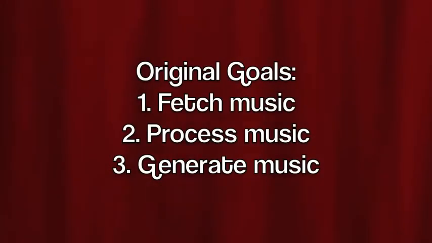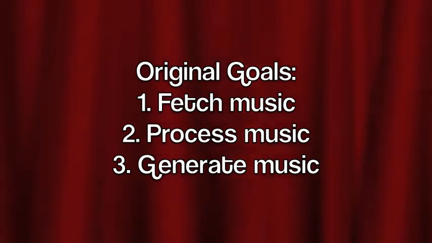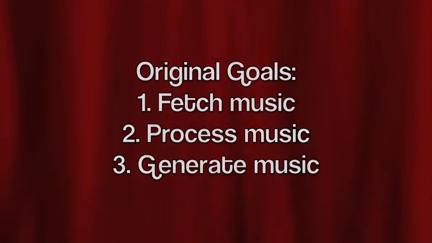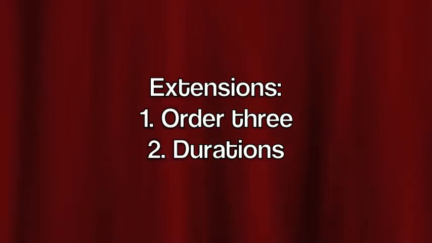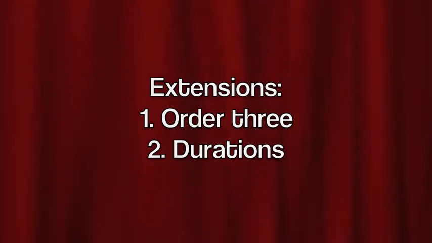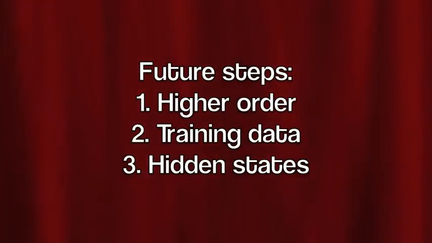Of our original goals, we succeeded in implementing all 3. Our original goals were to 1. Fetch the music by reading in MIDI files, 2. To process the music by creating Markov chains built on transition matrices, and 3. To generate new music based on the Markov models. Building upon that, we proceeded to implement an order 3 model with extra features, such as a separate Markov chain for note durations. Our project here is only a step towards music generation.